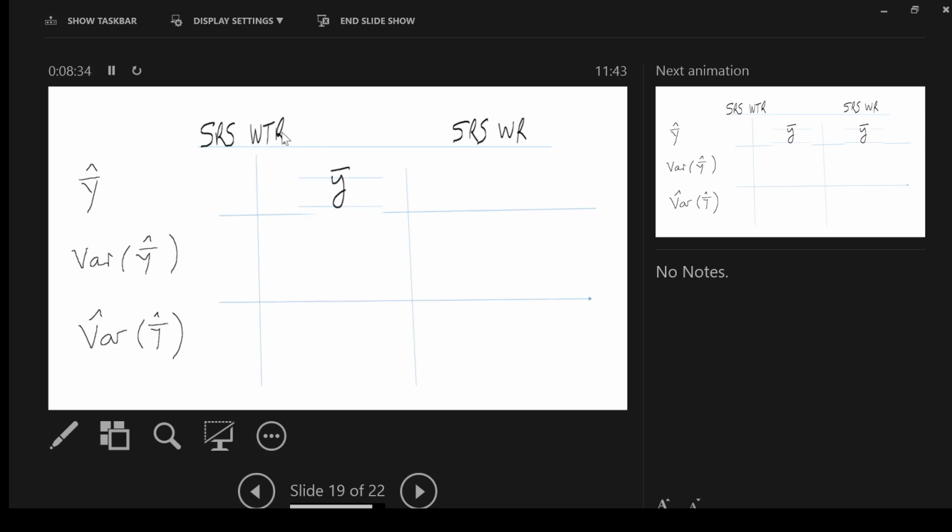Simple random sampling without replacement. You want to estimate the population mean, you use the sample mean. We've already done that in that little theta parameter thing I showed you. If it's with replacement, you also use the sample mean. Simple random sampling with or without replacement, if you want to estimate the population mean, you use the Y bar. So I've got my population, I select a sample, I work out the mean of the sample, and I just say that's an estimate of the population mean.